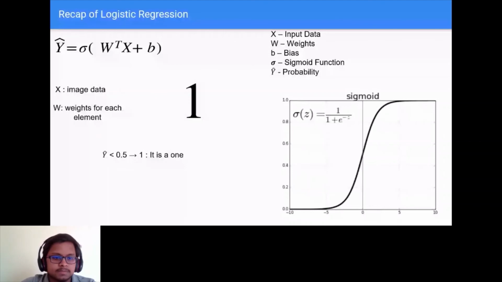I think I messed up a bit. So when y hat is greater than 0.5, we see that the probability of the image being 1 is greater than 0.5. So we consider it to be 1, and we say that it is a 1, or rather, the algorithm will consider that to be a 1. And if that same value is less than 0.5, pardon the mistake over here, then we classify it as not a 1.